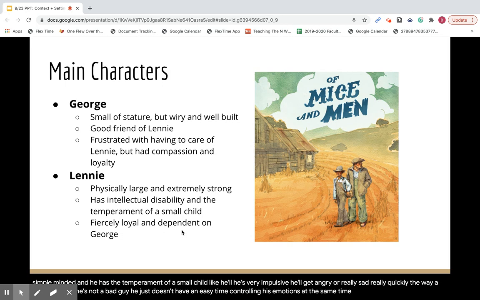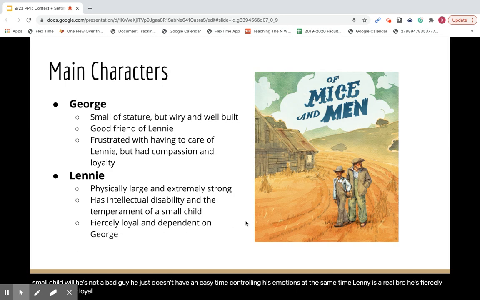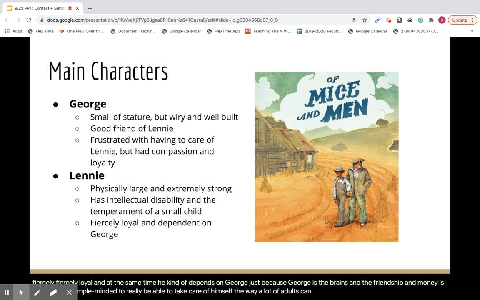At the same time, Lenny is a real bro. He's fiercely loyal. And at the same time, he kind of depends on George just because George is the brains in the friendship. And Lenny is a little bit too simple minded to really be able to take care of himself the way a lot of adults can.